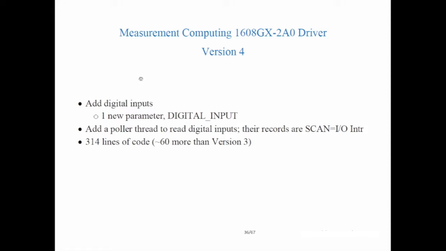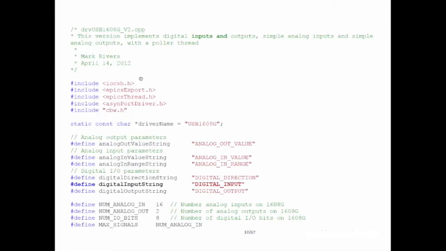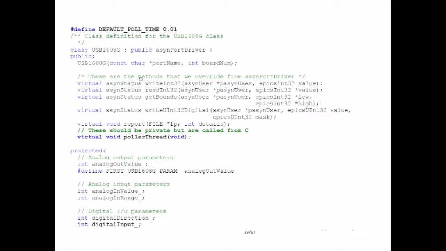The records don't need to be periodically scanned. They're I/O interrupt scanned, so they automatically process if and only if there's a change to the input. And for digital I/O, that's almost always what you want because they're usually not changing very often. So you don't want the record constantly having to poll, but you want a quick response when it does change. So this, again, added about another 60 lines of code over the previous version. We're now up to about 300 lines of code. So again, we're going to add a new parameter, digital input string, digital input.